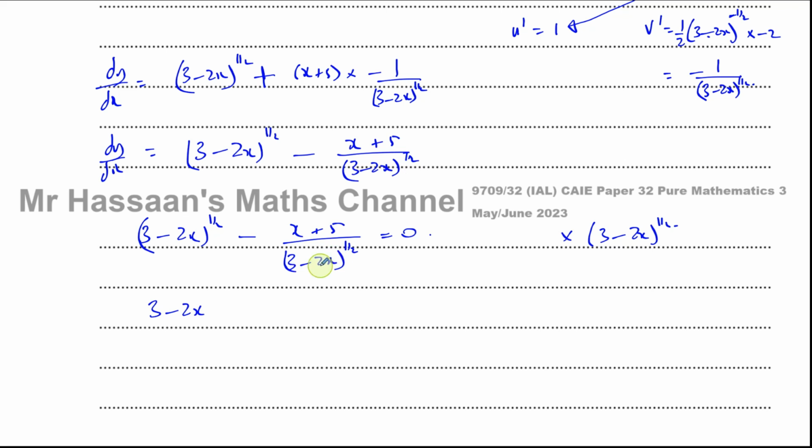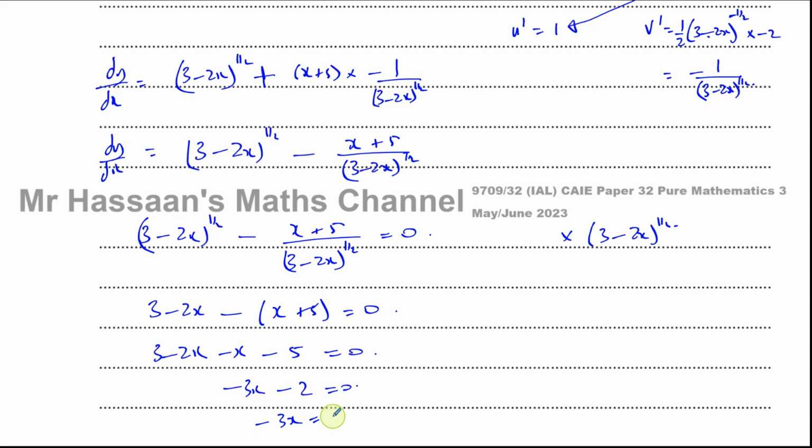If I multiply this by (3 minus 2x) to the power of a half, they cancel out, so you're left with minus (x plus 5). Now be careful, there's an x plus 5 here, but it's like there's a minus in front of it, so a bracket should be placed there. So now we've got 3 minus 2x minus x minus 5 equals 0. So you've got minus 3x minus 2 equals 0.